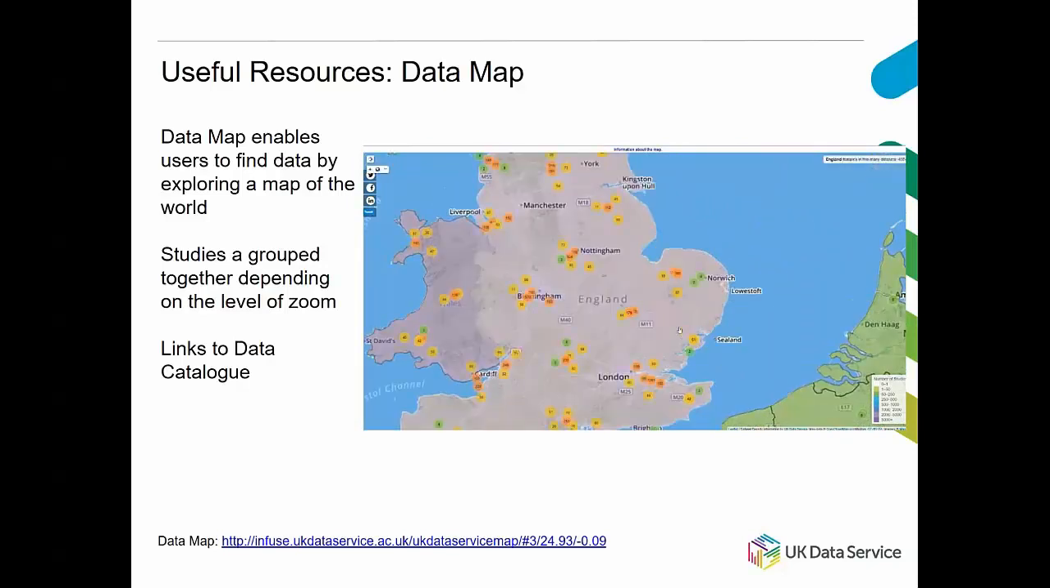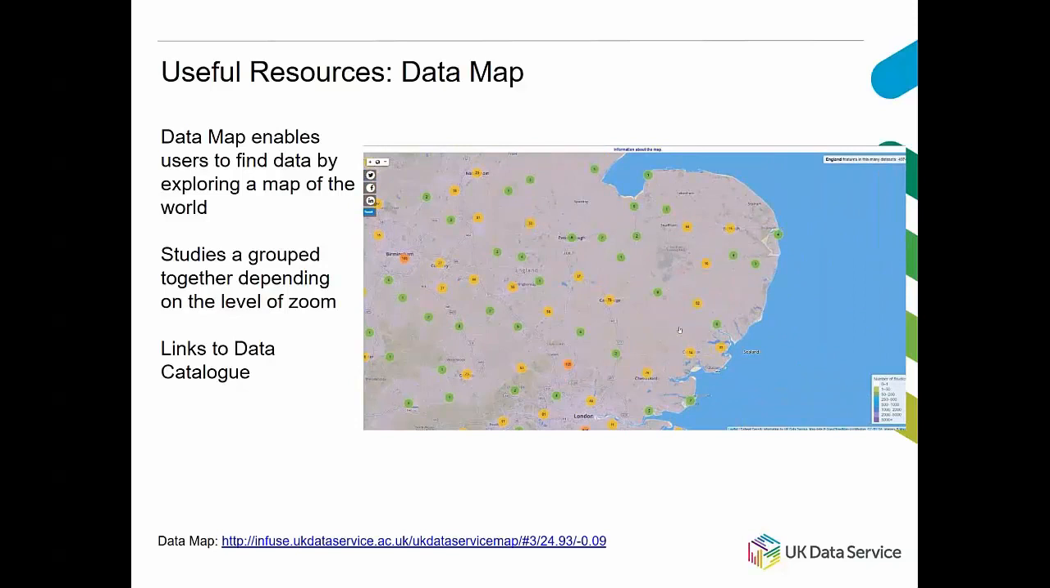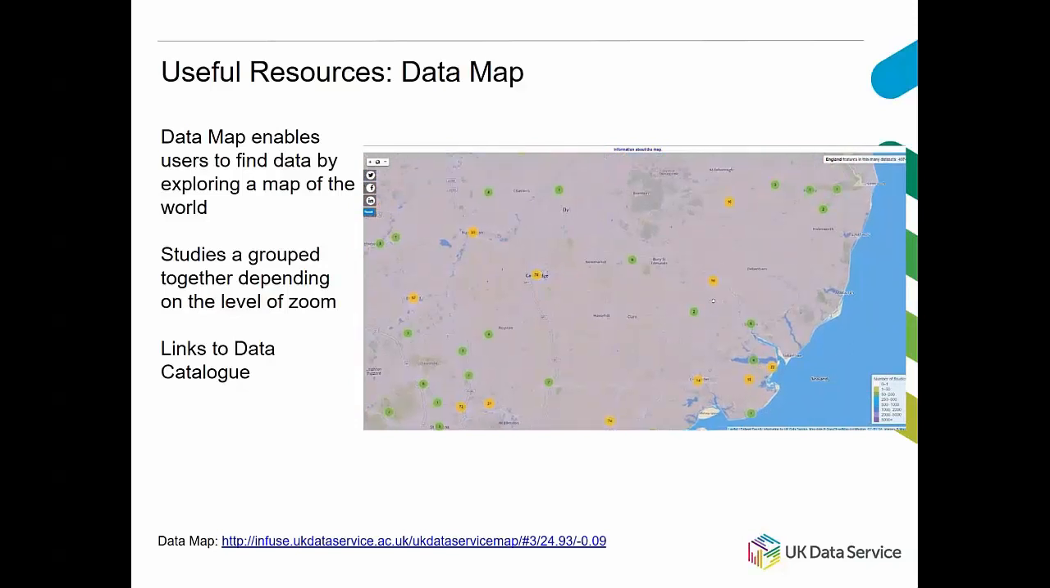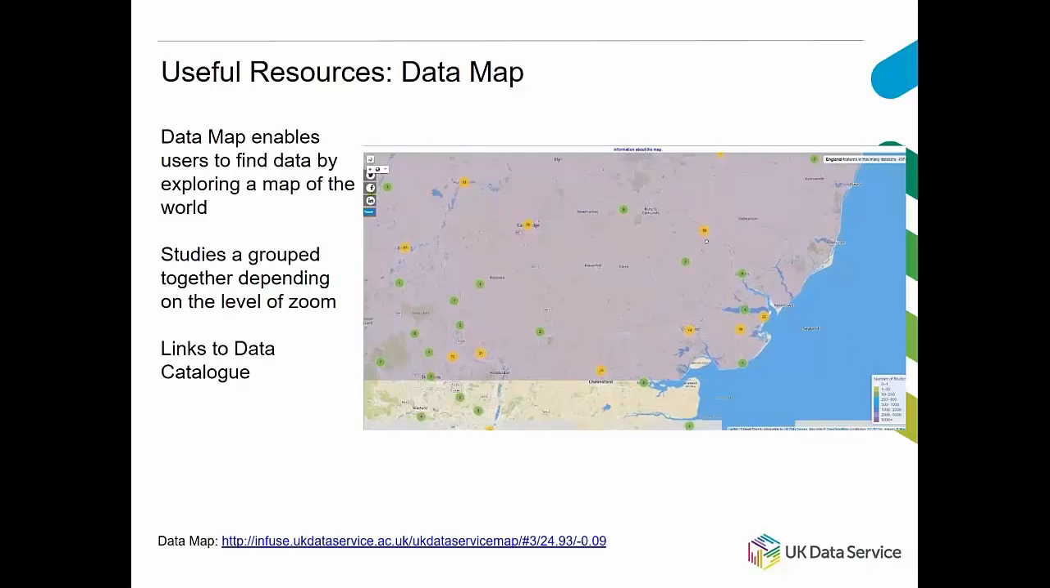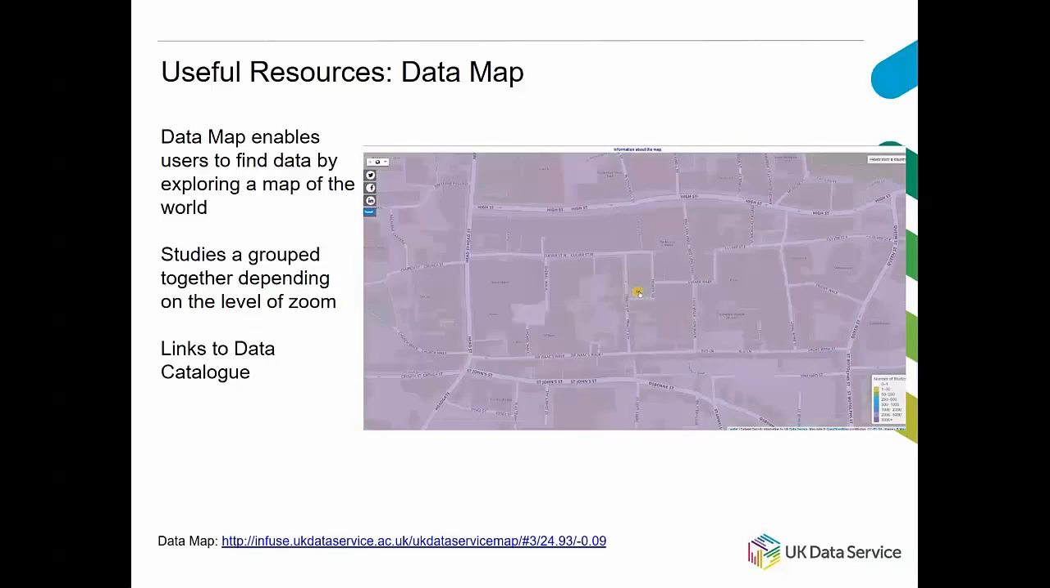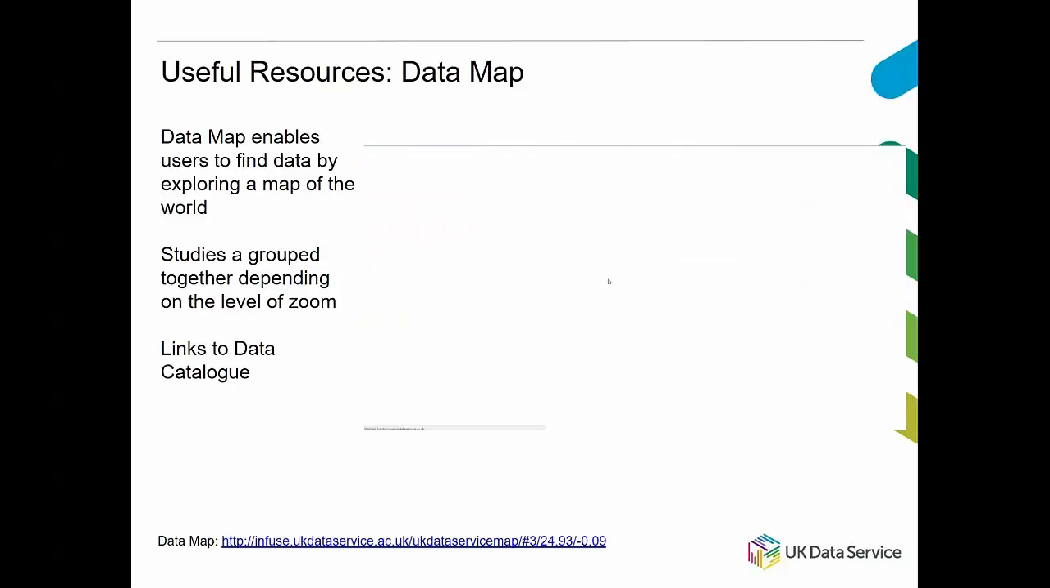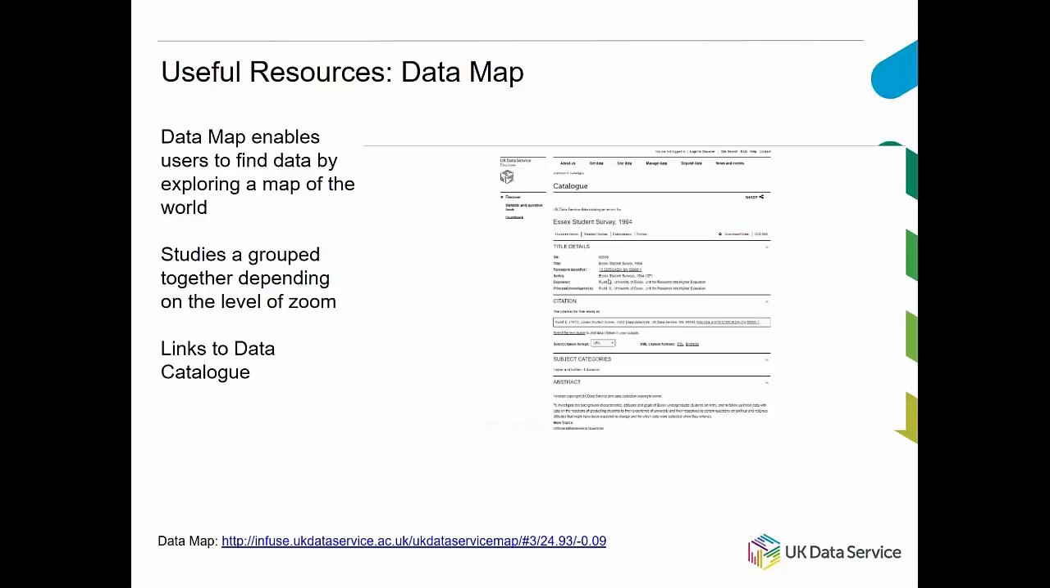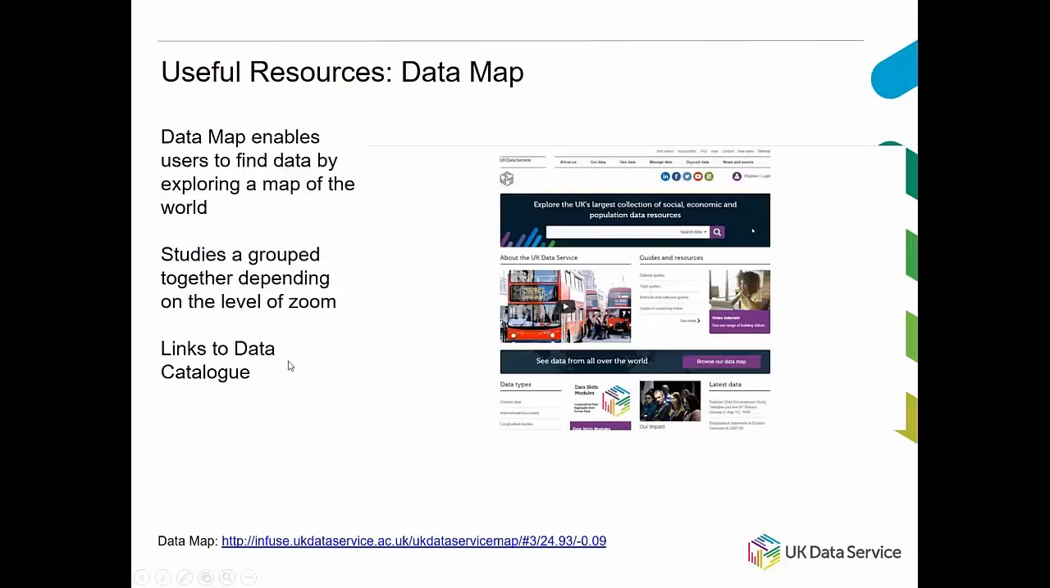In this particular demonstration, I would like to look at Colchester, the hometown of UK Data. You can see that there are 14 studies that include the geographical location of Colchester in some way in their data collection. Once you select any particular study, it will link you back to the data catalog pages. So once we selected Essex Student Survey, we're back in our data catalog study description.